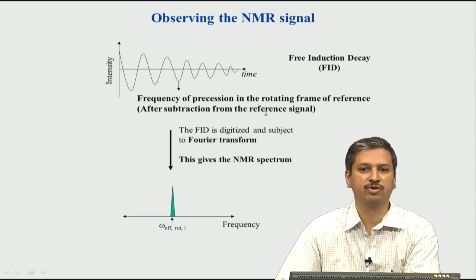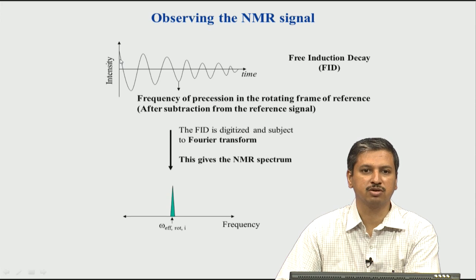If it is the same as the reference signal, it would have been 0, no frequency. But the fact that it is slightly different is because many spins may not have exactly the same frequency as the reference, and they will have an oscillation. So, this is the free induction decay after subtraction from the reference. Now, this FID is further digitized.